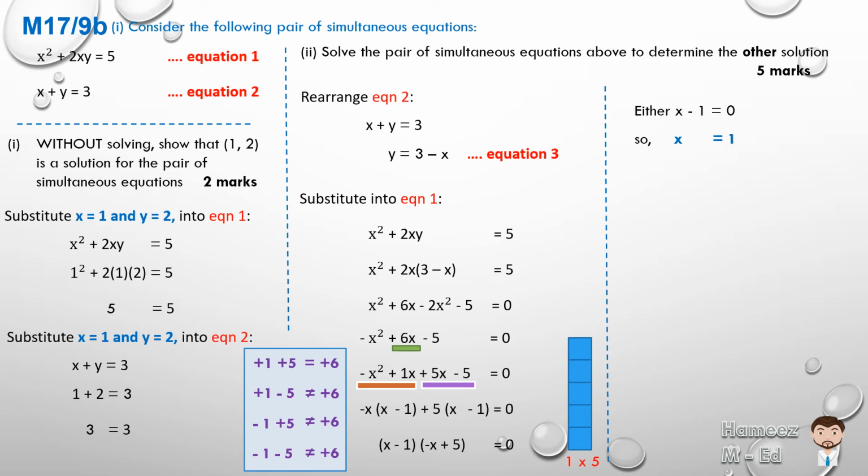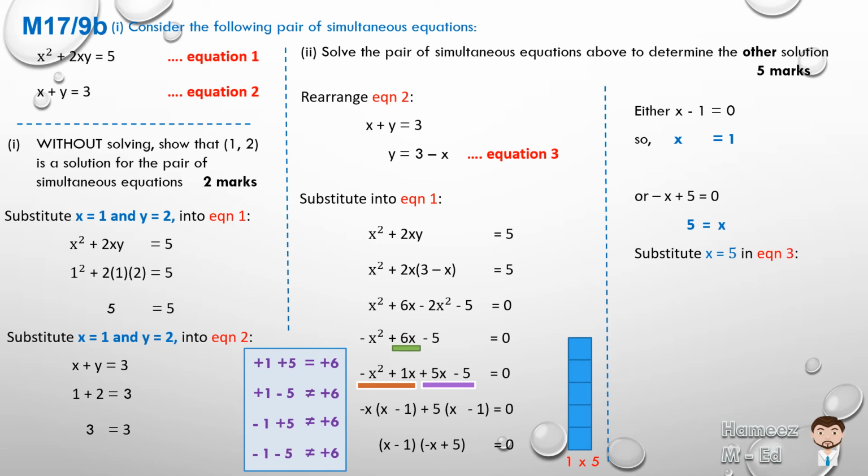But if we look at part 1, we already have that solution, x is equal to 1. So we're looking for the other solution, which will be the second brackets. So if we look at minus x plus 5 is equal to 0, that means if we carry the minus x across, that means 5 is equal to x. So the second solution includes that x is equal to 5.